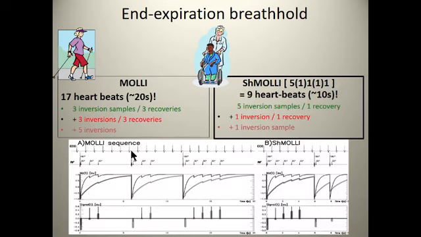Here we go. So this is the MOLLY sequence. This is the SMOLLY sequence. And so what it does is it does a single inversion and then collects 5 images, then it has a pause and collects one more image, then a second inversion with another image, and a third inversion and another image. So it's very simple.